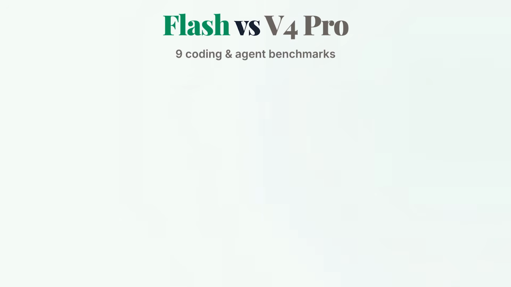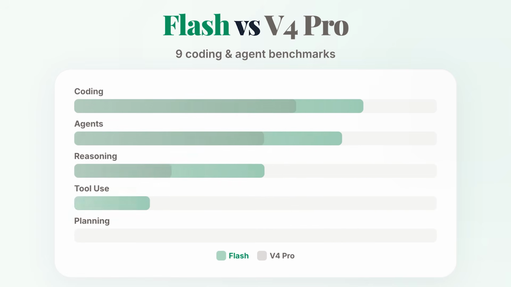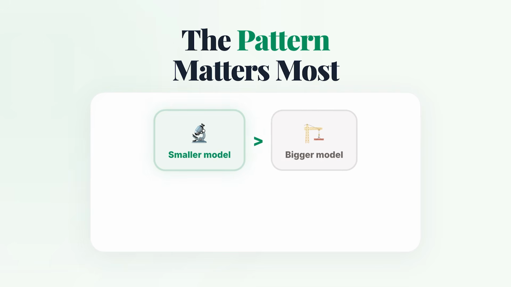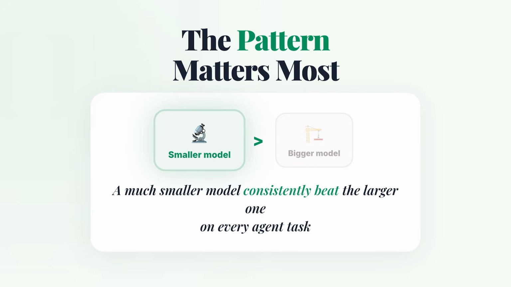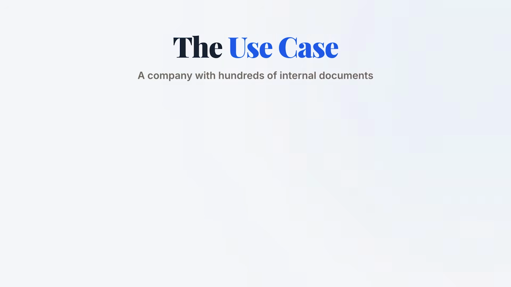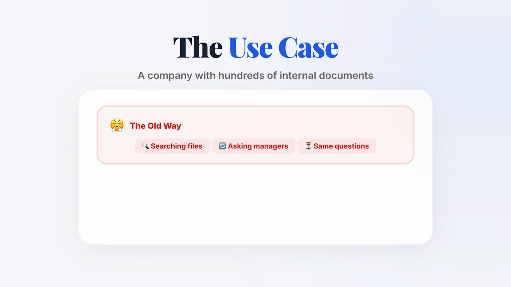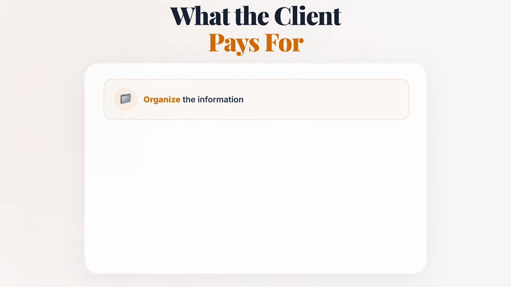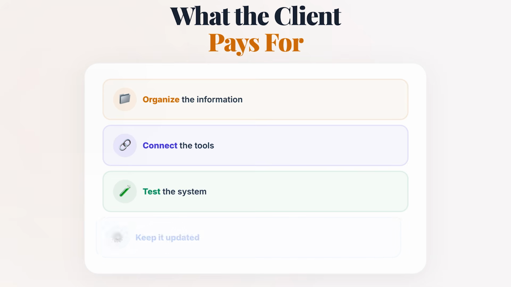That brings us to the benchmark results. Flash outperformed the earlier V4 Pro preview across all 9 coding and agent benchmarks published with the release. The exact scores are less important than the overall pattern. A much smaller model consistently performed better on the tasks DeepSeek used to measure agent behavior. Think about a company with hundreds of internal documents. Instead of employees searching through files or repeatedly asking managers the same questions, you build a knowledge assistant that searches approved company information and returns the most relevant answer. The client is paying you to organize the information, connect the tools, test the system, and keep it updated.